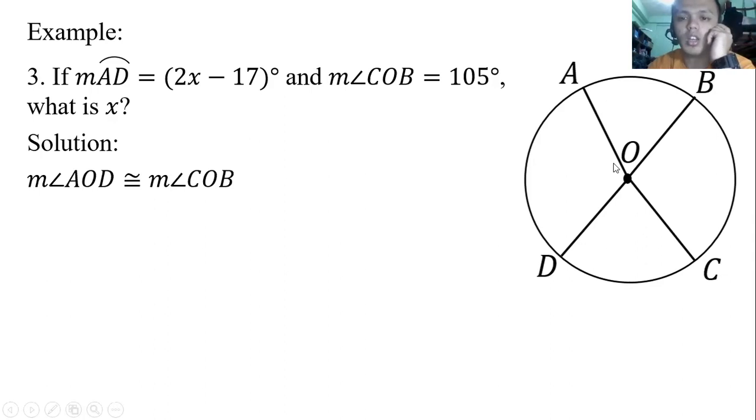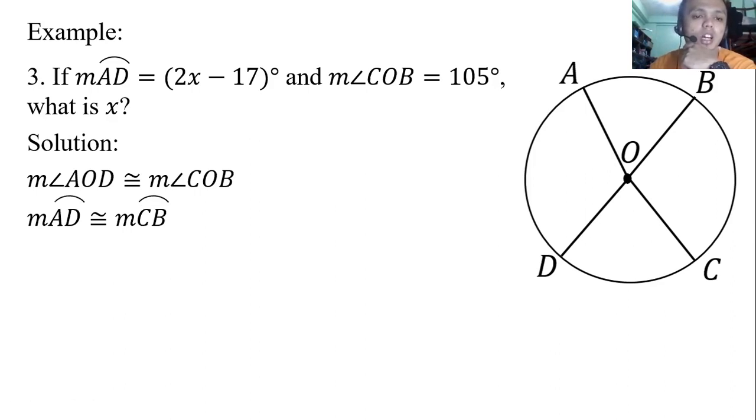Ito yun eh. AOD, COB. Okay? Congruent sila. And then they are equal. Ano no? Followed their arcs, no? Okay, susundan sila ng mga arcs nila, are equal. No, medyo shortcut method na to, no?